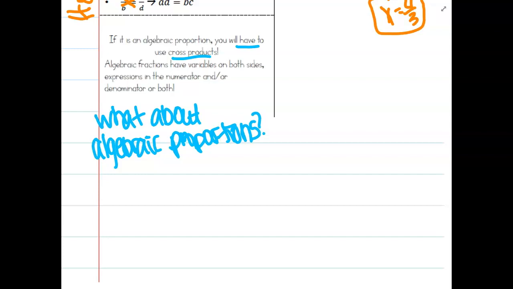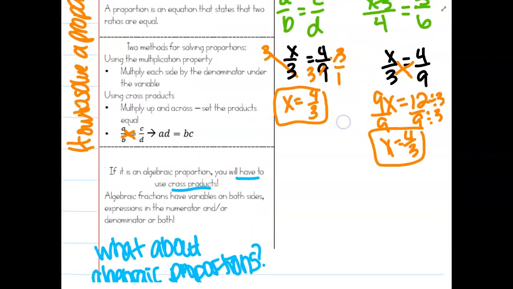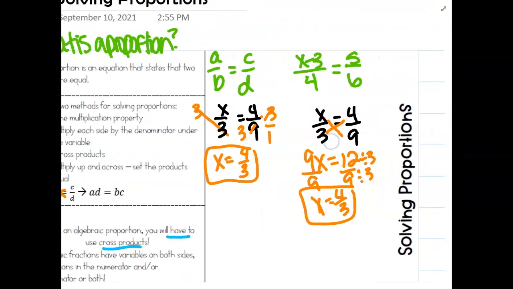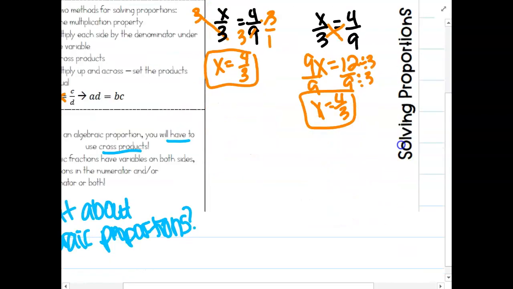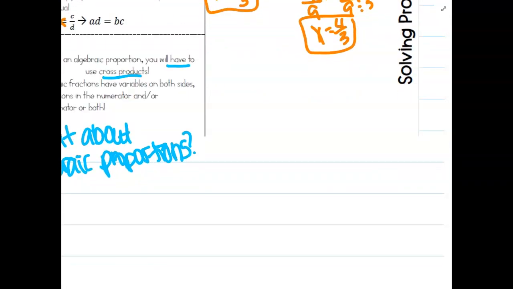Now, how you're going to know if it's an algebraic proportion, honestly, it's going to look harder. That's kind of my easiest way to put it. Usually, it's going to have variables on both sides. Okay? If you've got an x on the left and an x on the right, you're not going to be able to use the multiplication property. Okay? If there's expressions in the numerator and or the denominator, meaning it's not just an x or a 3 or a 4 or 9. It might be like x minus 3. It's an expression.